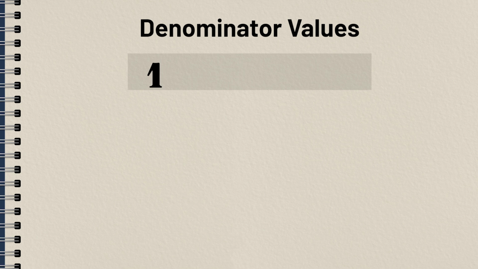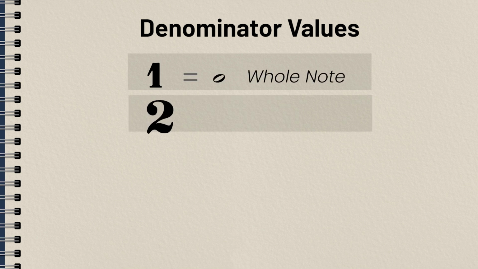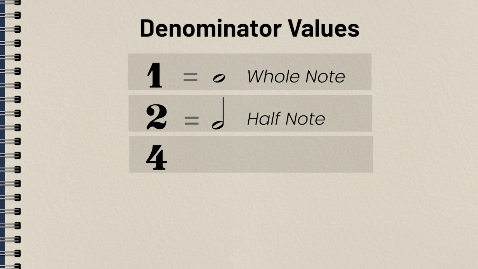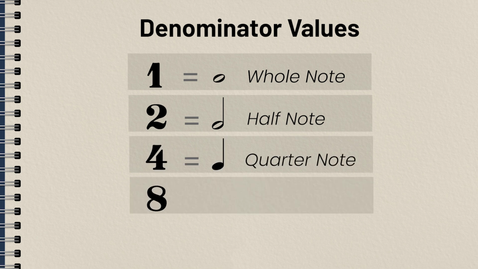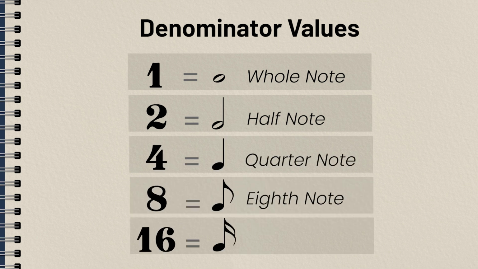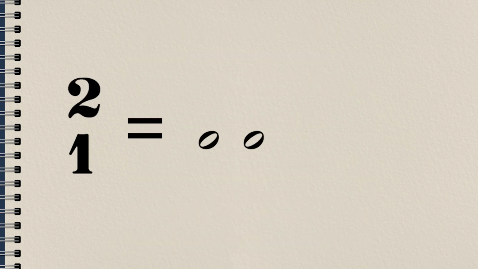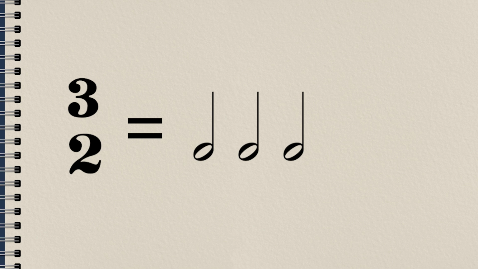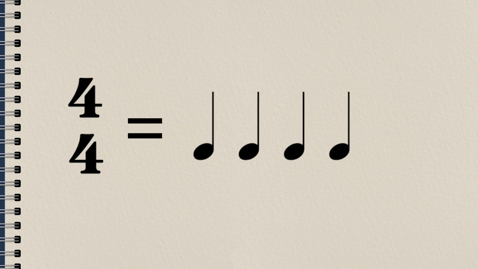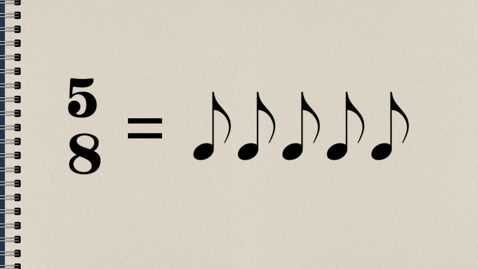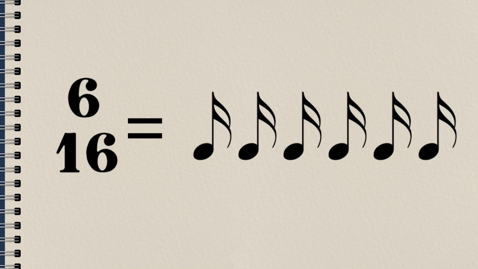The number 1 at the bottom, which is not very common, represents a whole note. 2 represents a half note, 4 represents a quarter note, 8 represents an eighth note, and 16 represents a 16th note. For example, 2-1 means 2 whole notes per measure. 3-2 means 3 half notes per measure. 4-4 means 4 quarter notes per measure. 5-8 means 5 eighth notes per measure. And 6-16 means 6 16th notes per measure.